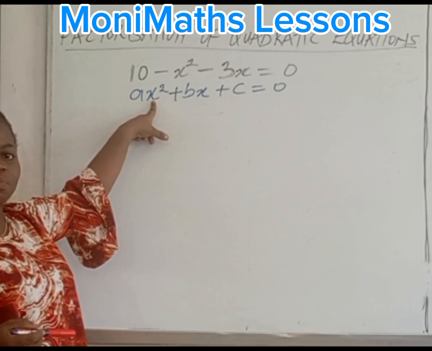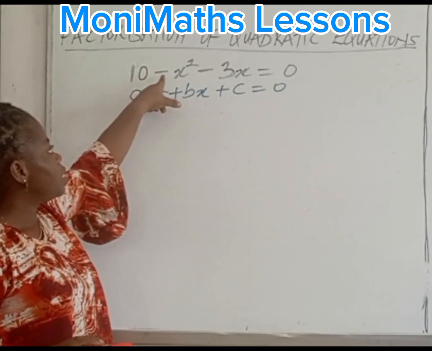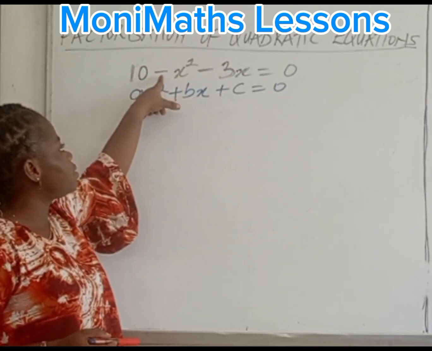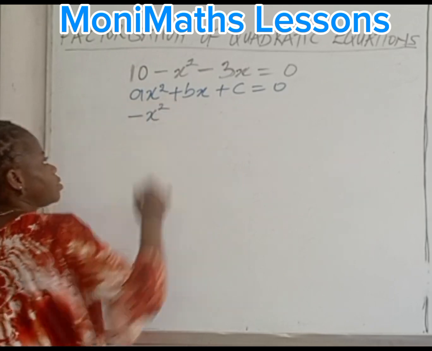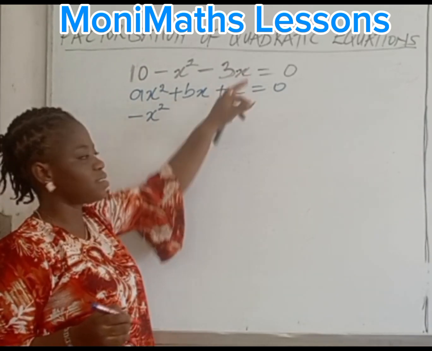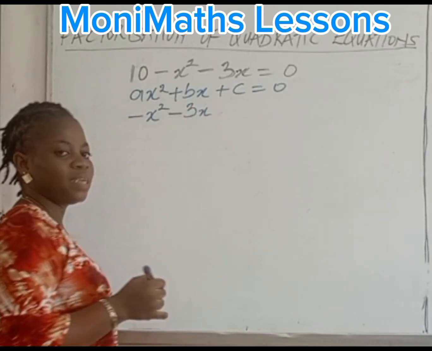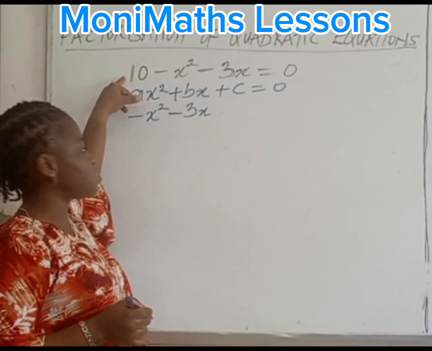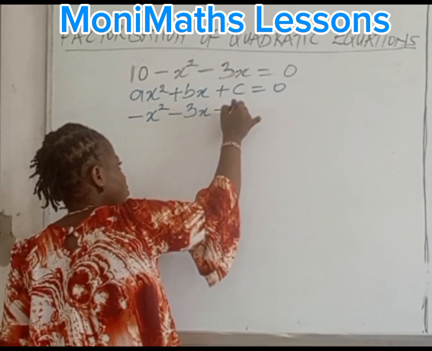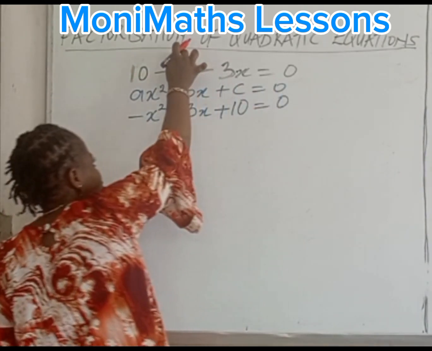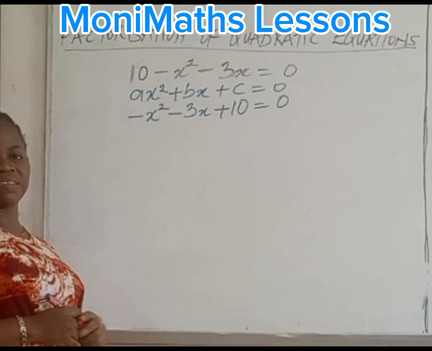That means the term that has x squared, I will bring it forward. The term that has x squared here is minus x squared, so I'll bring it out. Minus x squared. Then the term that has x is minus 3x. I'll bring it out. Minus 3x. Then my constant, the term without x, there's an invisible plus here. That is plus 10 equals 0. This equation and the one rearranged there are perfectly the same thing.